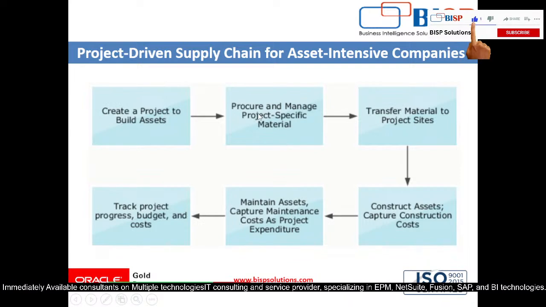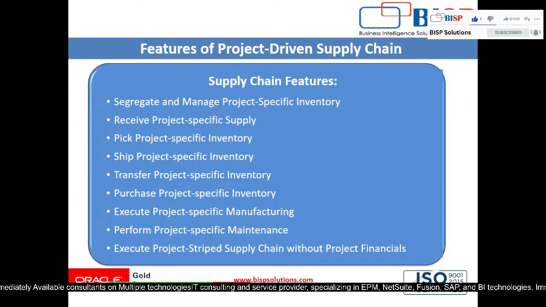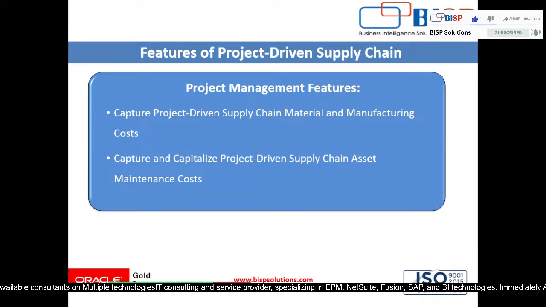After that, we procure our item. We procure our material, and we manage our material. Then we ship our material to our site. We construct our item with the material, and then we maintain our asset and capture the maintenance cost as per our project expenditure, right? And at the last we can track our project progress, budget, and cost as well. So this is an asset intensive supply chain, as well as the project management feature.